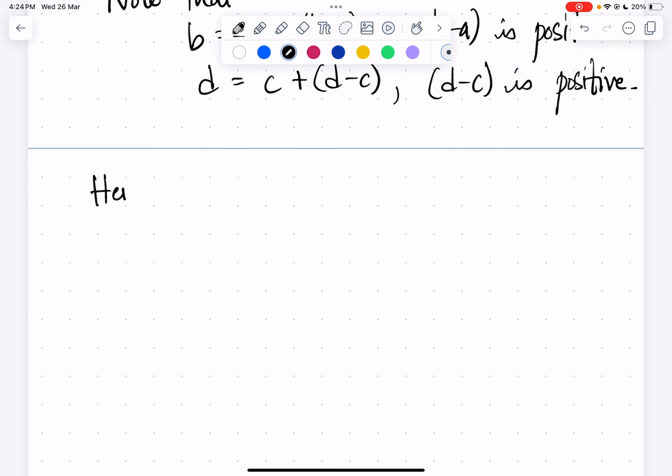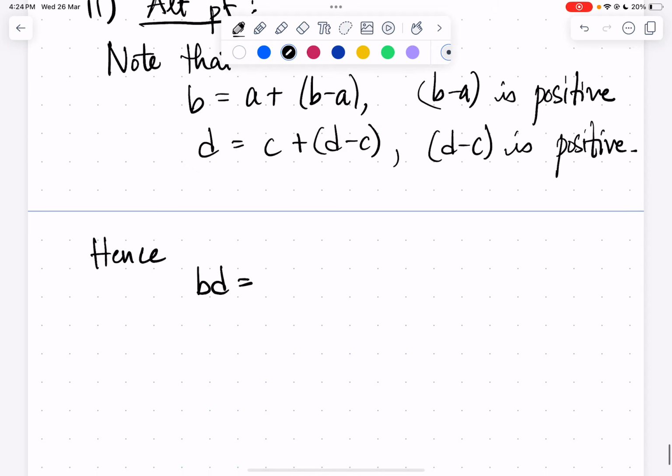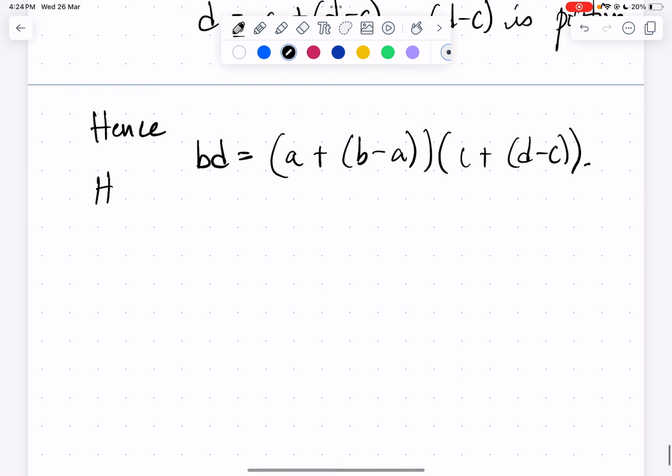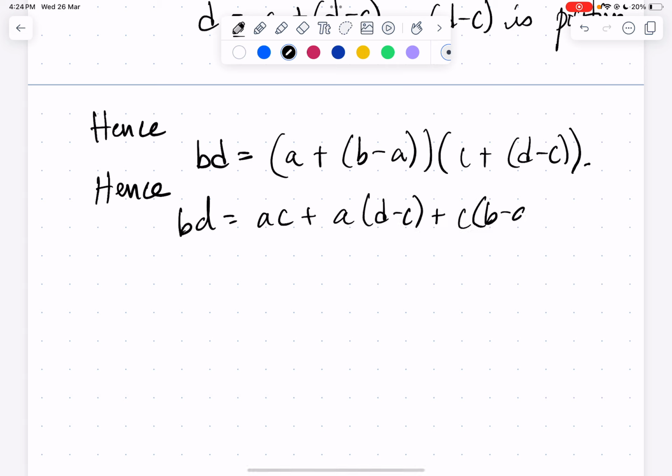Now hence BD is equal to (A plus (B minus A)) times (C plus (D minus C)). Hence, on expanding this, BD is equal to AC plus A into (D minus C) plus C into (B minus A) plus (B minus A) into (D minus C).